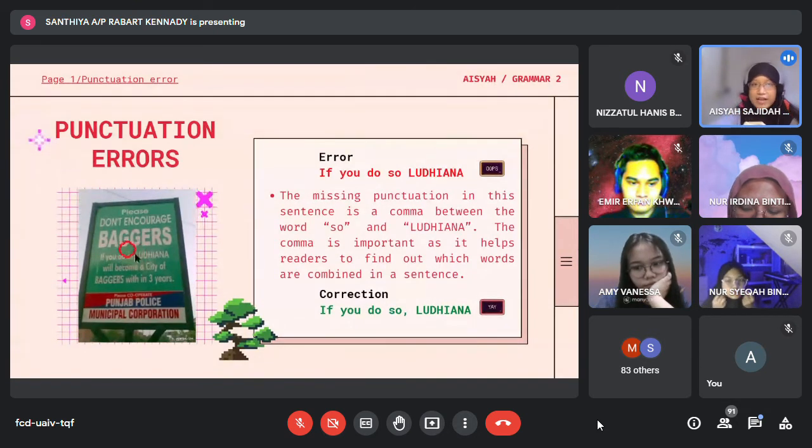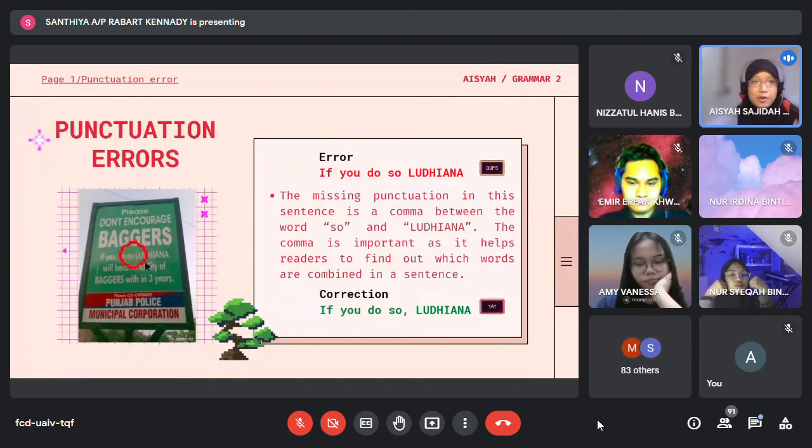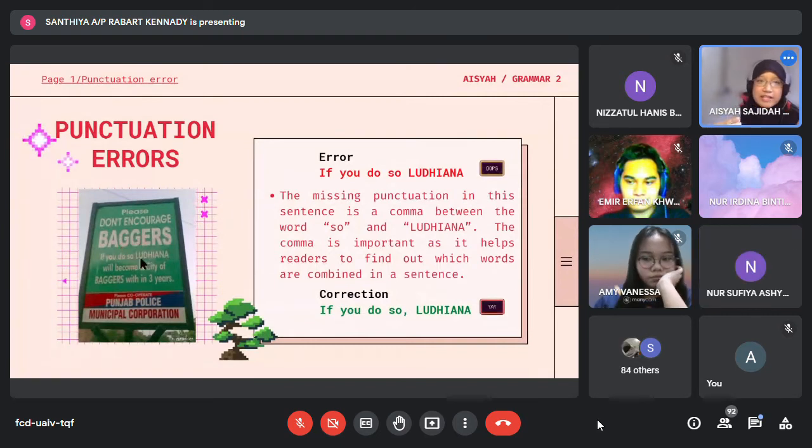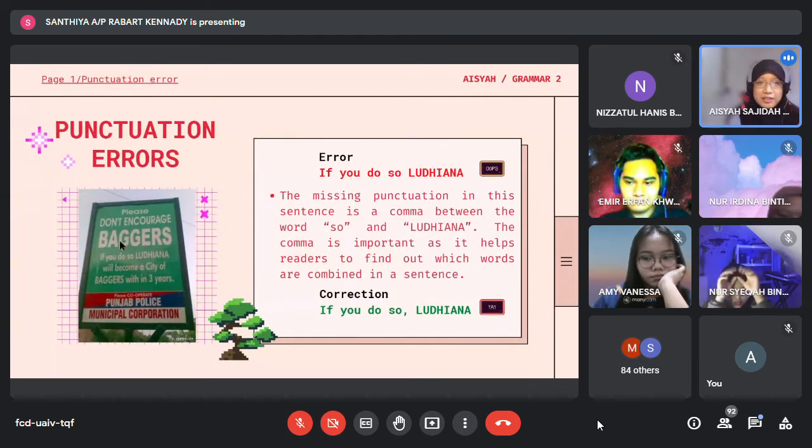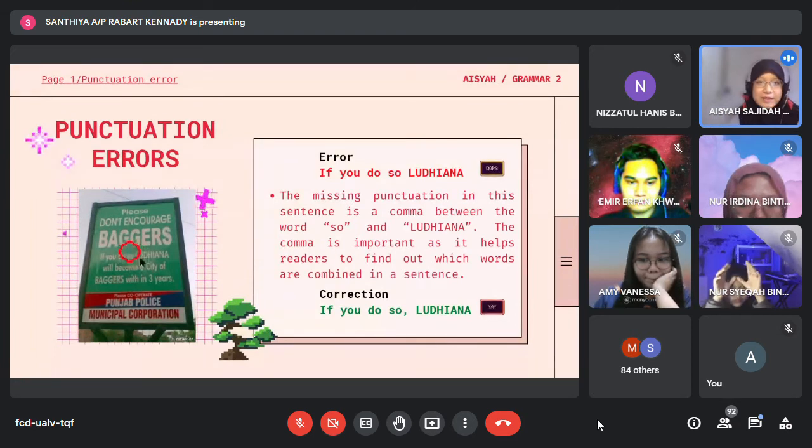The comma is very important as it helps readers to find out which words are combined in a sentence. This is to make sure the readers will not feel confused as to what message is being conveyed. Next slide, please.